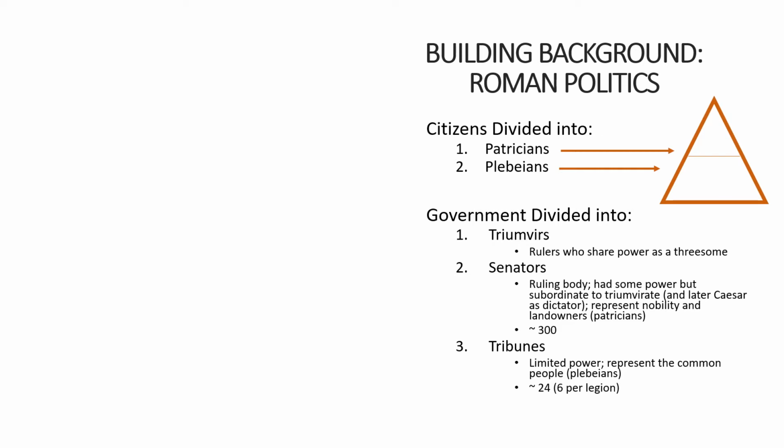And this is important to point out because we're going to see how people really are represented in government, right? You should notice automatically a huge disparity between how many people represent the patricians, the upper class, which is around 300, and then how many people subsequently represent the plebeians, the lower class, which is only 24 people.